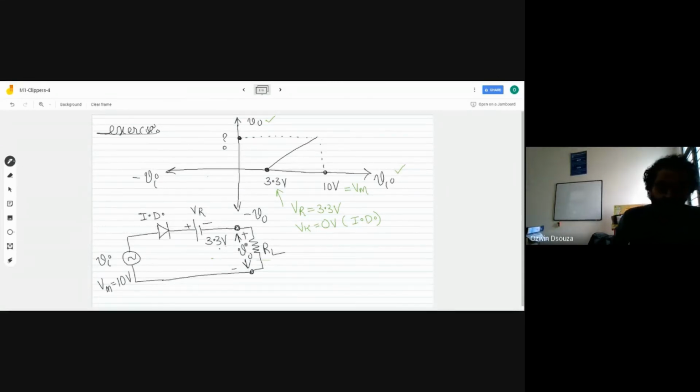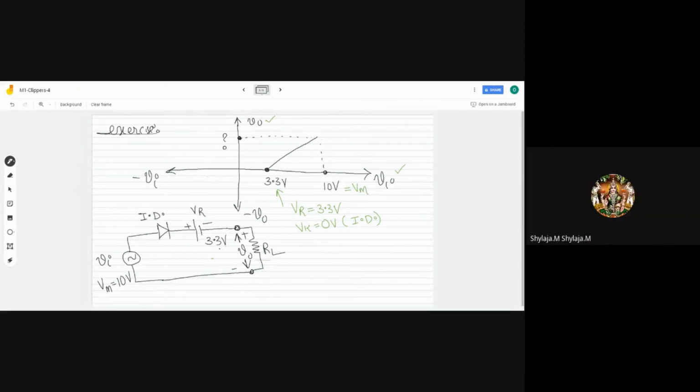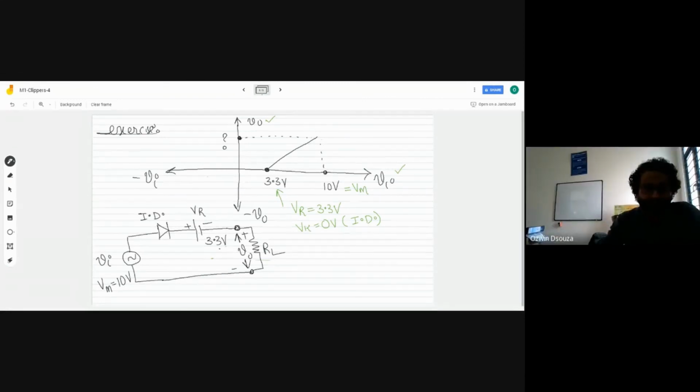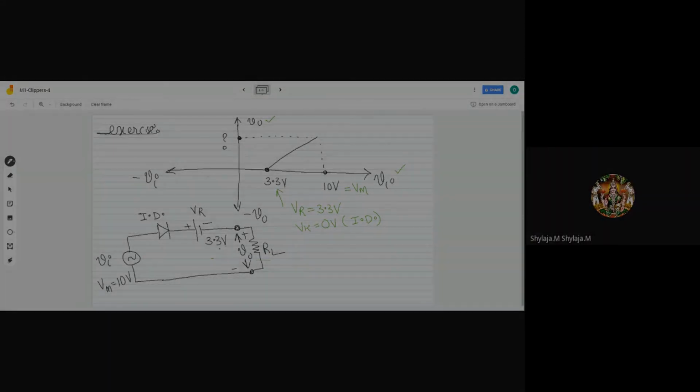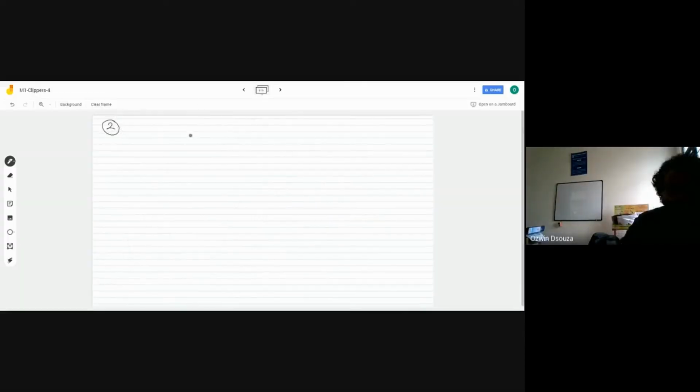Did anyone get this circuit? It's okay, I'm not going to check. You can write yes in the chat box. At least I will get to know that, to some extent, you have understood the clipping. Yes, sir. Okay, good, good, good. Right on.